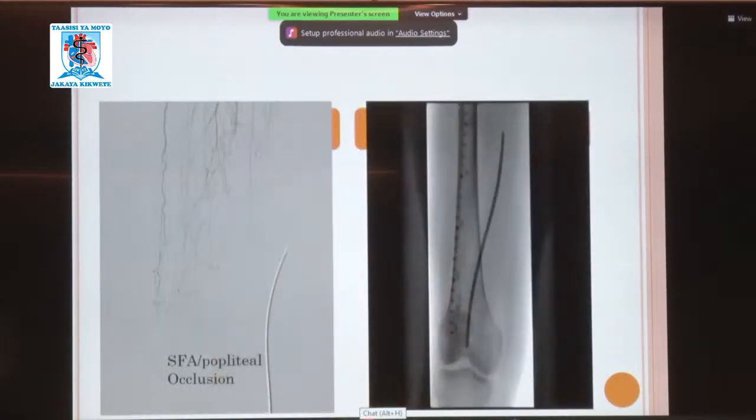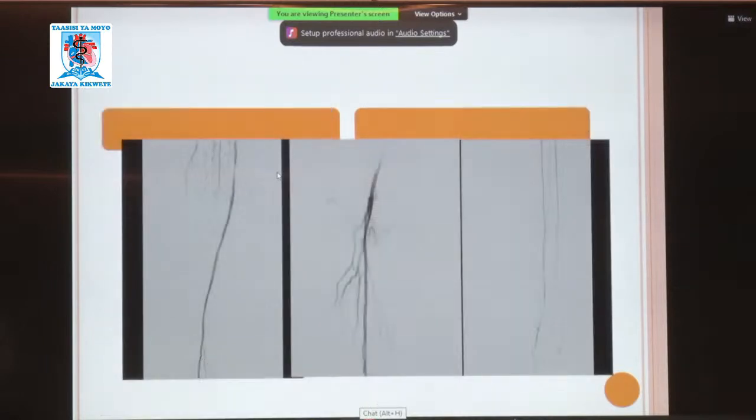Another case where I think this patient had a bunion removed. Their SFA was found to be blocked when their wound wasn't healing. They later realized that they have peripheral artery disease. Their SFA, their right thigh artery, was completely occluded, 100%. So with a retrograde approach, balloon angioplasty was performed, and there was restoration of flow.